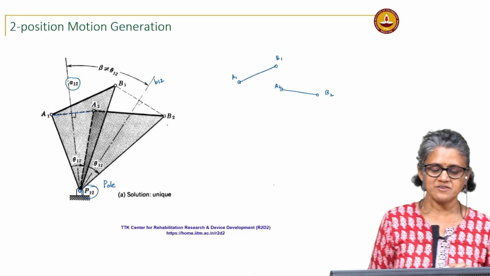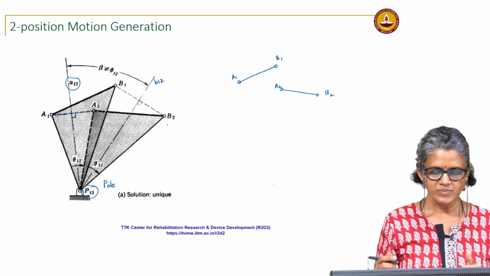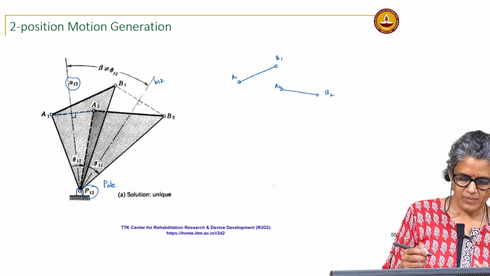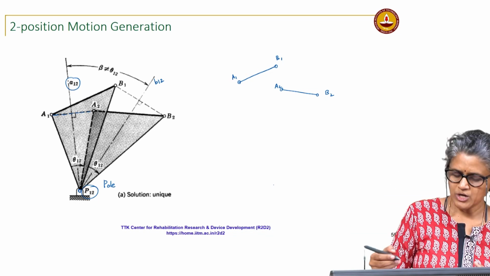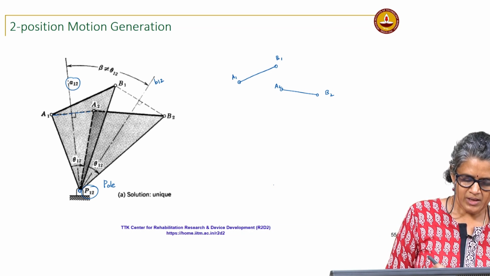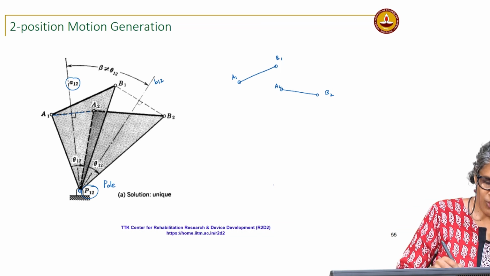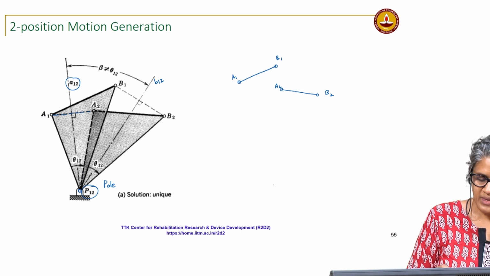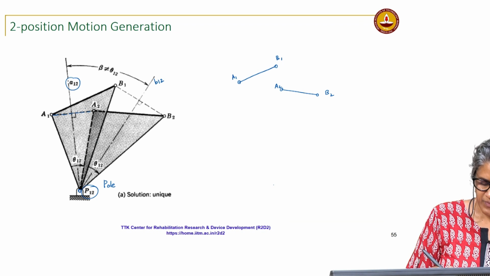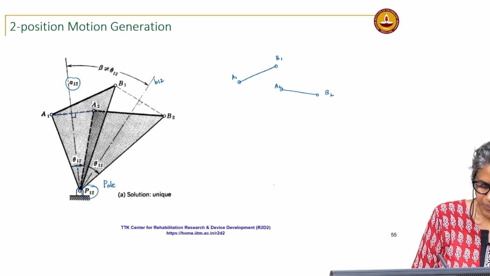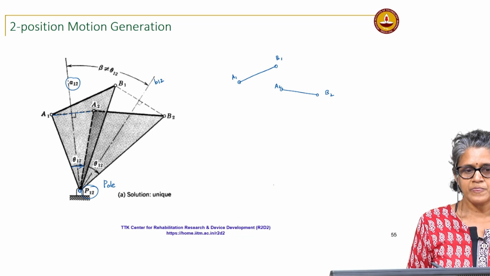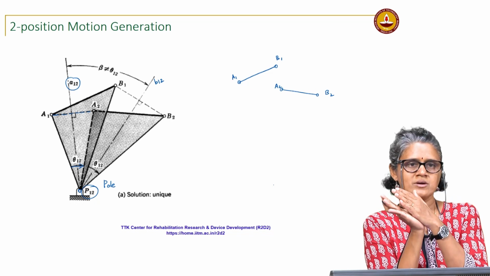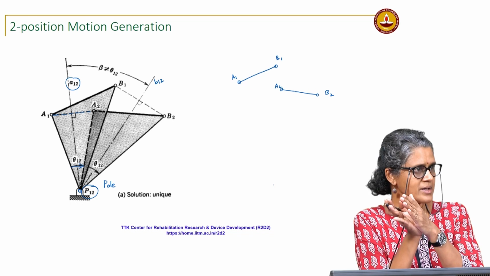Okay. I achieve it by means of a pure rotation. So, if I look at this, then the rotation. So, P1 to A1 has rotated to P1 to A2 by a certain angle, and any line on this rigid body is going to rotate by the same angle.